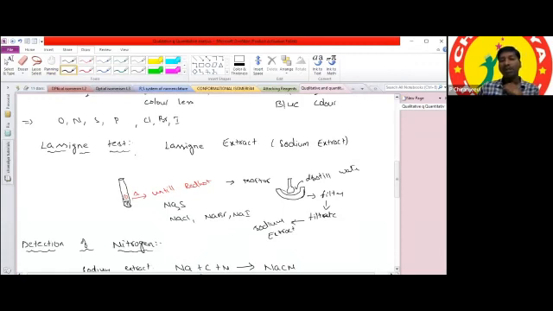So what is meant by the Lassaigne test? We take a fusion tube, a small glass tube like your pen refill. That one glass tube will be there in a laboratory; that is what we call a fusion tube. In that, we take a small amount of the organic compound, and a small amount of sodium metal. We insert the sodium metal.